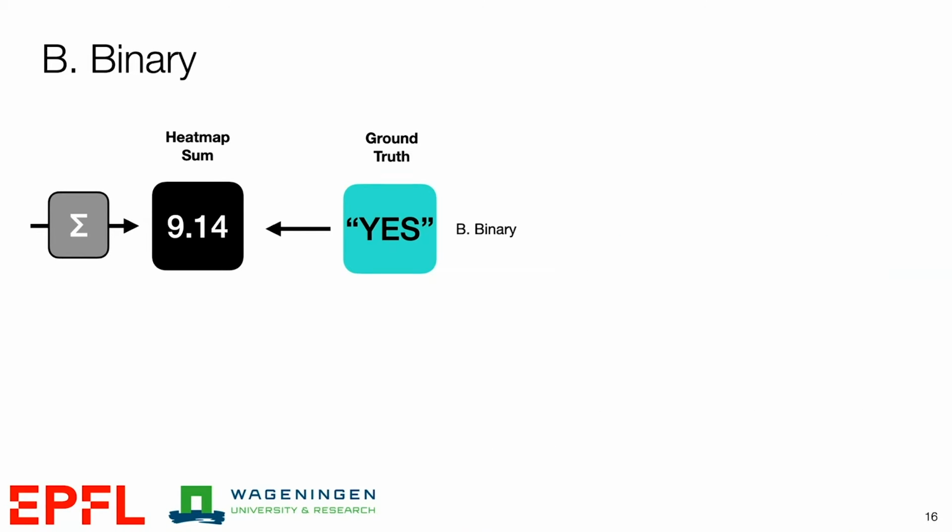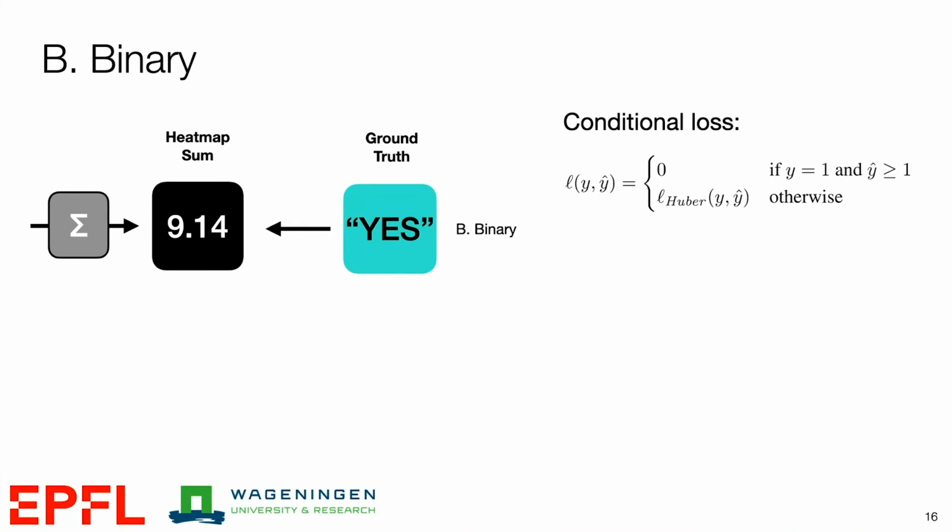Now, what about the binary case? Because in the binary case, we cannot do that, because if the model predicts more than one, it could be true. We just know that there is an animal. So what we do is we again use a conditional loss, which is very simple. It says the loss is 0 if the ground truth says yes, there is an animal or more, and if the model predicts one or more animals. Basically, the model can predict an arbitrary number of animals, and if that isn't the case, we use the Huber loss again.